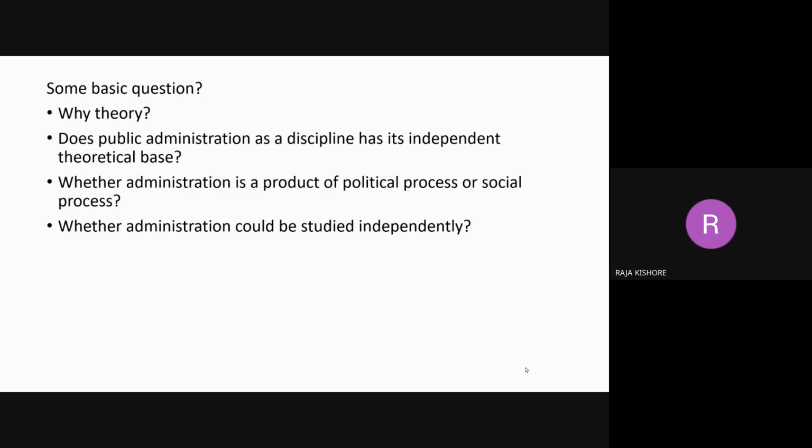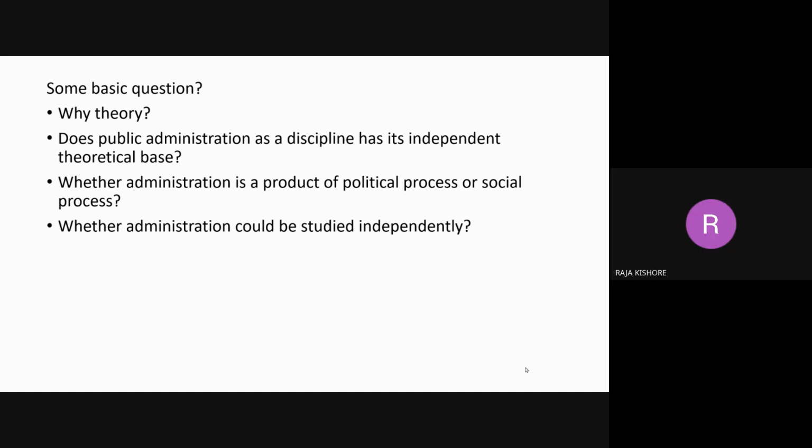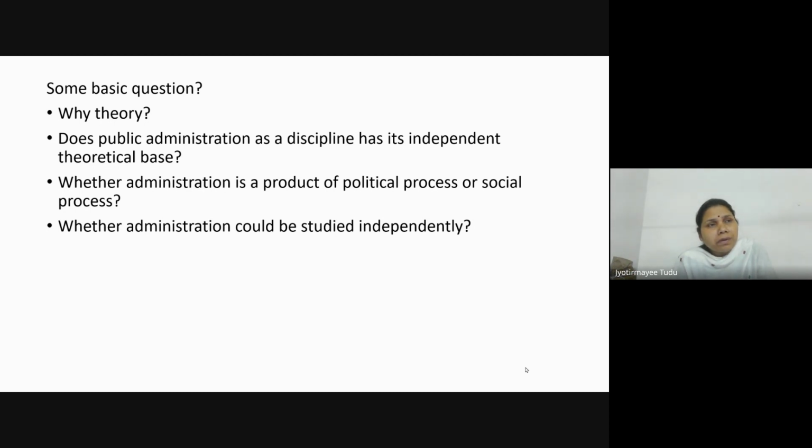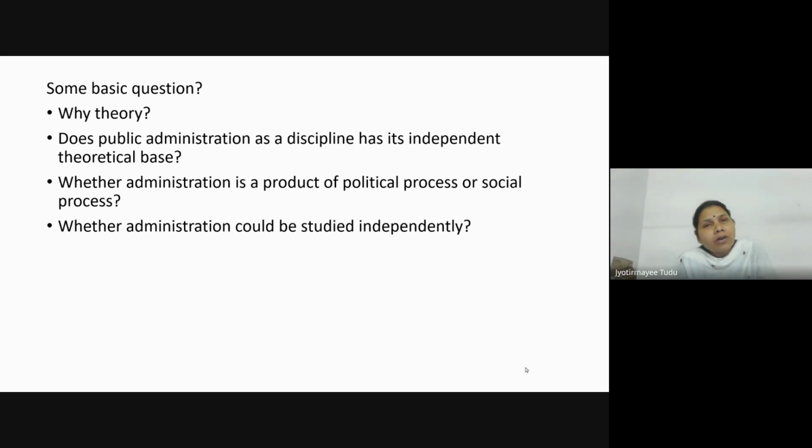Then the second paradigm, which talked about the principles of public administration. The focus on principles of public administration generally begins with two theoretical formulations. One is scientific management and another one is administrative management. So administrative management elaborately relied its entire inquiry on the principles of public administration, whereas scientific management talked about the issue of productivity in the organization.